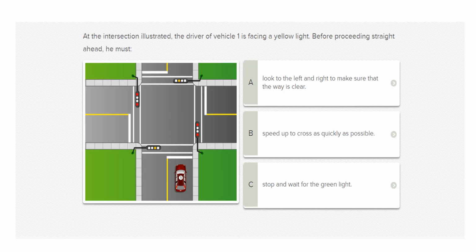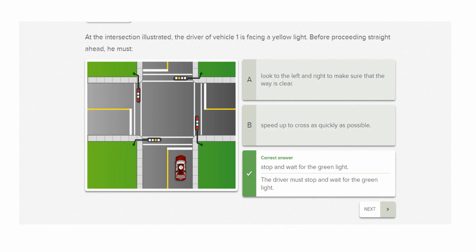At the intersection illustrated, the driver of vehicle 1 is facing a yellow light. Before proceeding straight ahead, he must: option A, look to the left and right to make sure that the way is clear. Option B, speed up to cross as quickly as possible. Option C, stop and wait for the green light. And the answer is option C, stop and wait for the green light. The driver must stop and wait for the green light.